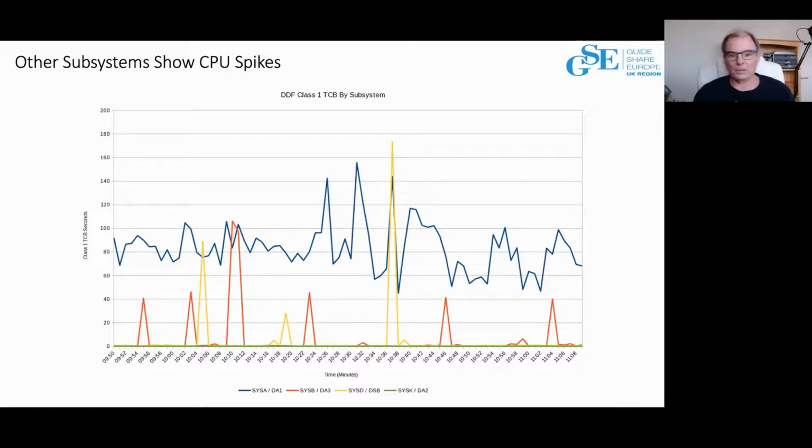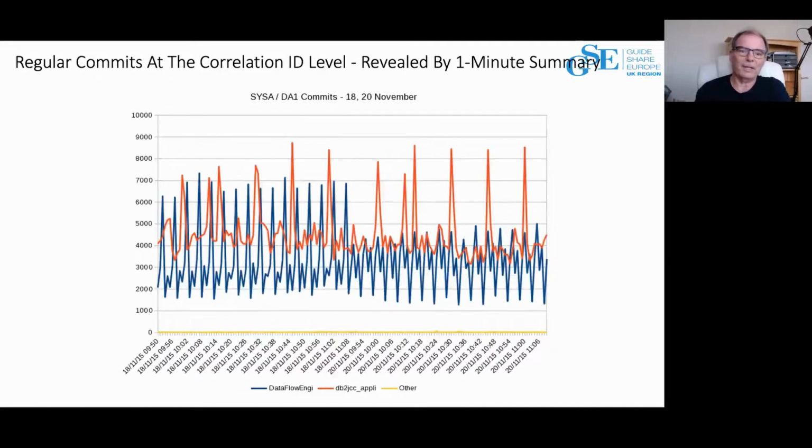Okay, that was transaction rates from the 101s. From the 101s, you can summarize again at the 1 minute level and see the CPU is a bit chaotic for our main subsystem, but actually you've got these spikes of CPU, for example, from SysD DSB has one that's basically 3 engines worth for a minute. And SysB DA3 again has got spikes. So it's very nice to be able to detect the behavior and go, what are these spikes? Can we manage them?